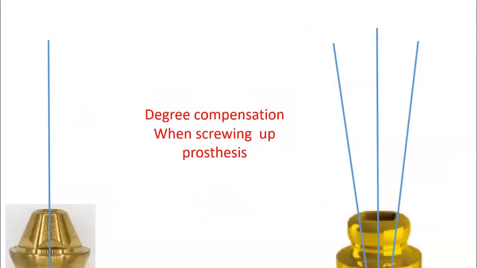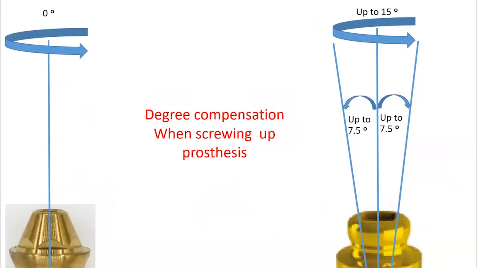What is the difference between multi-unit and this? This multi-unit, if you place it at 0 degree, will compensate 0 degree only. But the OT bridge has a compensation up to 15 degrees, meaning 0 to 15, like 1, 2, 3, for any angulation you can compensate.